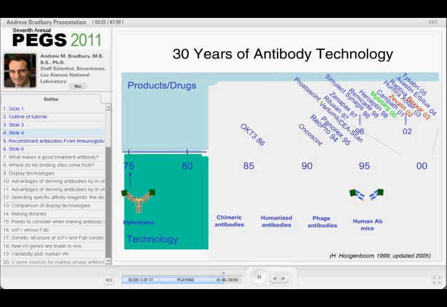And what you can see here is that the whole antibody production has really got very, very busy. And in part, this is because any of these technologies takes about 15 years from when they're introduced to when they start producing drugs. And so what you can see is all these new drugs are coming out.